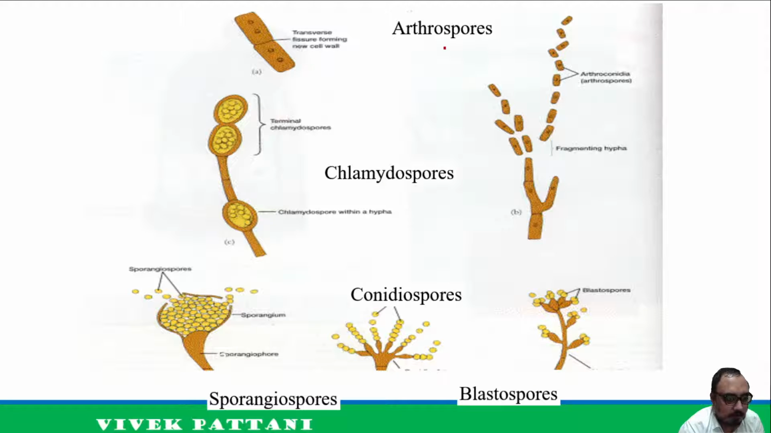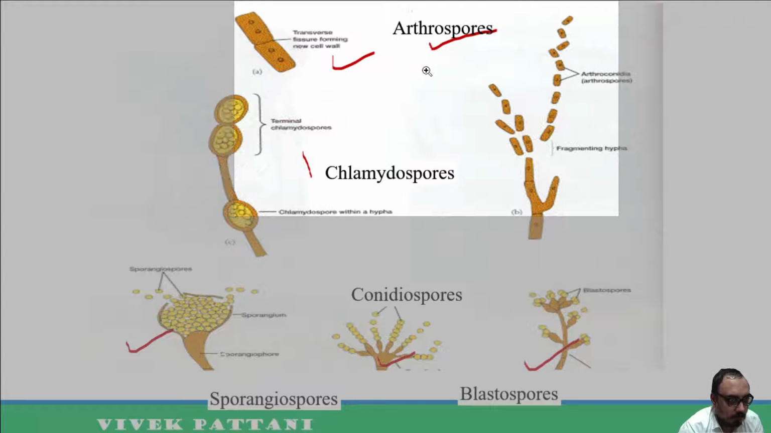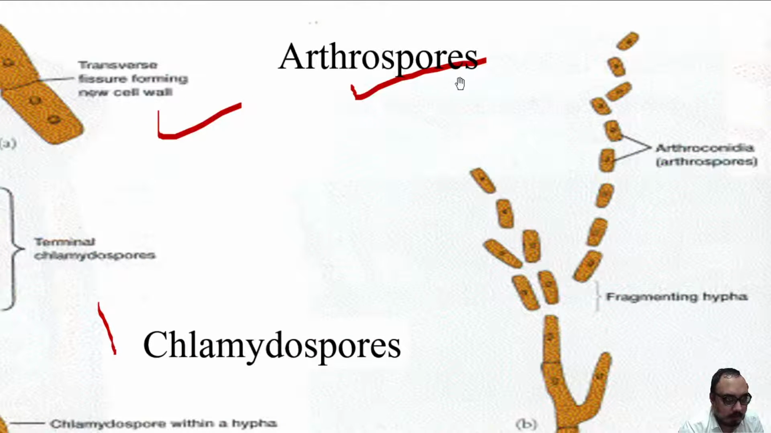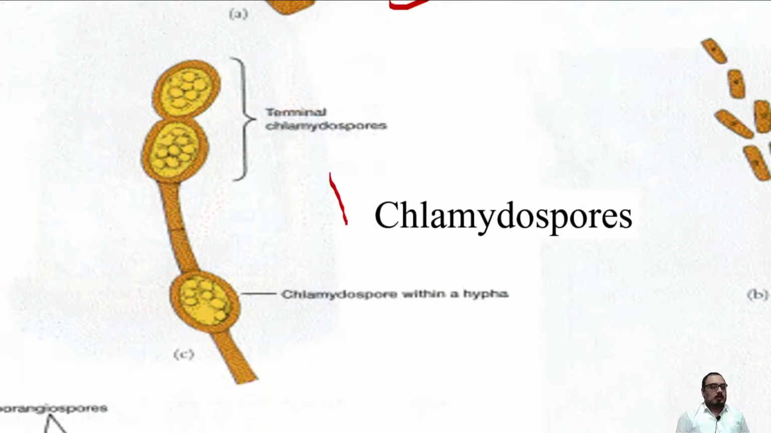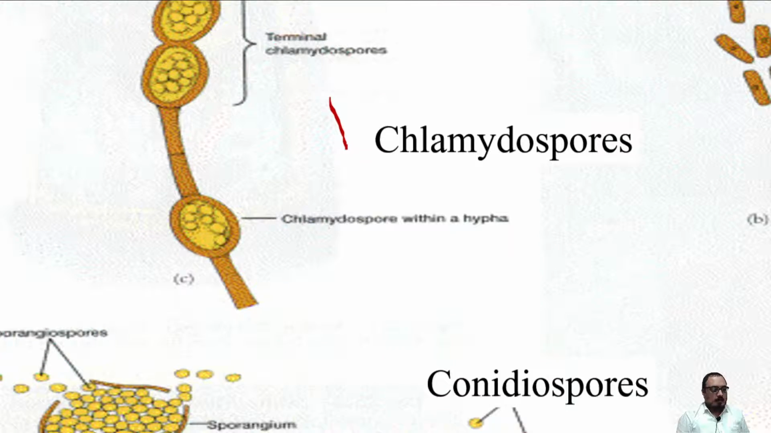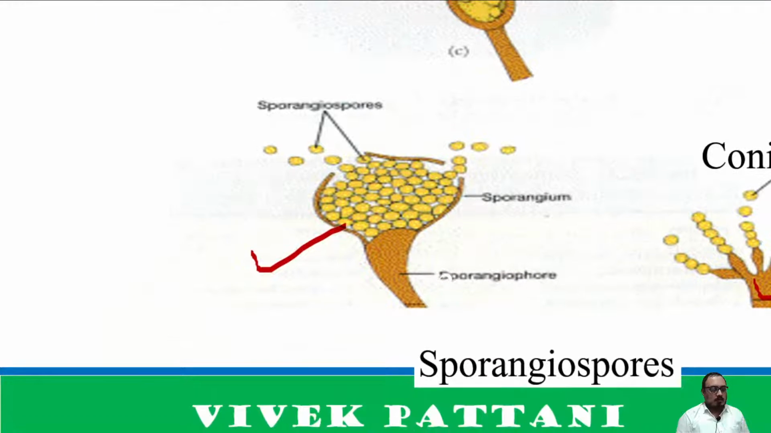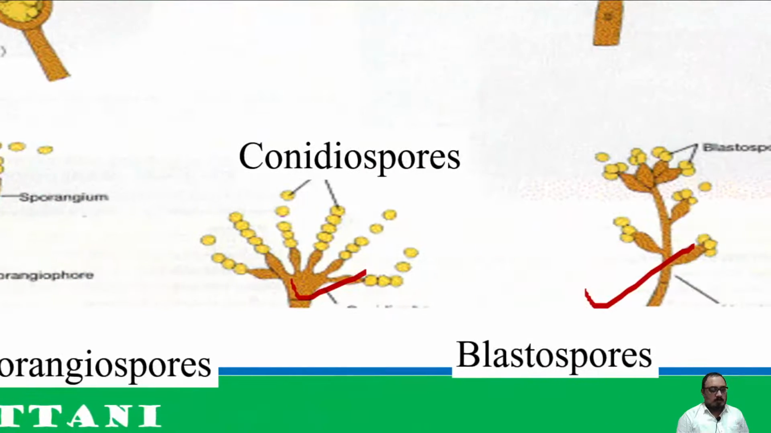Now please have a look at the different types of spores. Chlamydiospores, arthrospores, blastospores, sporangiospores, and conidiospores. I'm trying to zoom the photograph image so that you can easily identify them. Please have a look at the arthrospores. Next one is chlamydiospores. Next ones are the sporangiospores. Next one is a conidiospore.